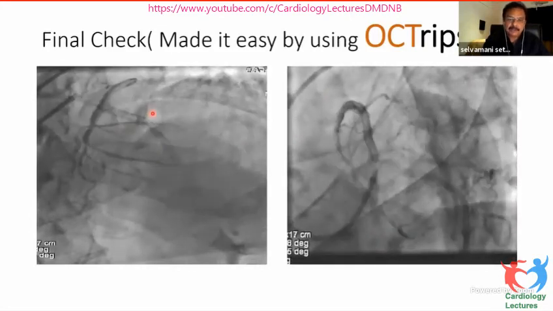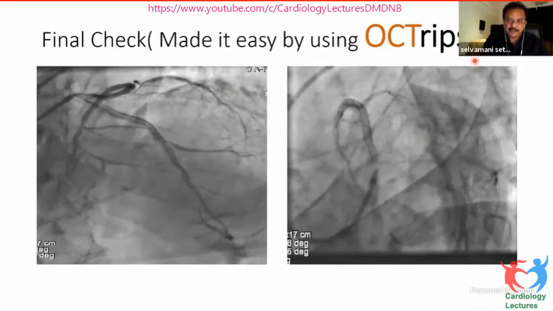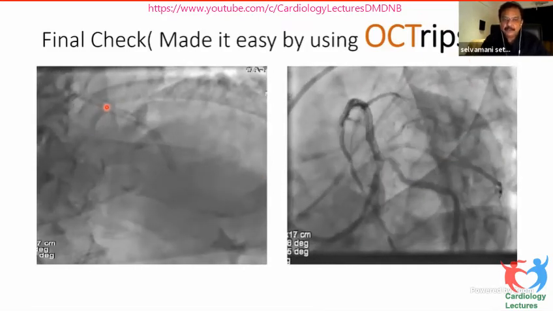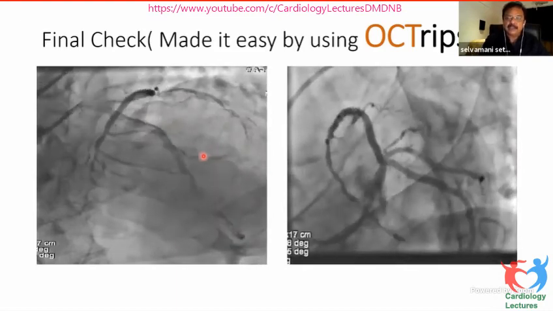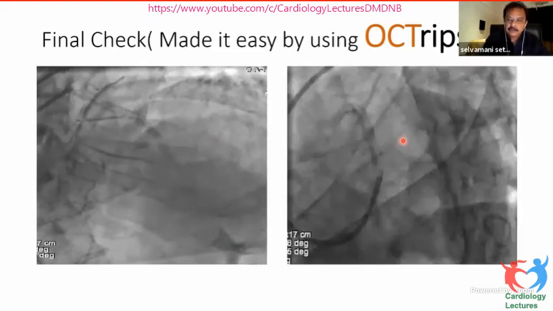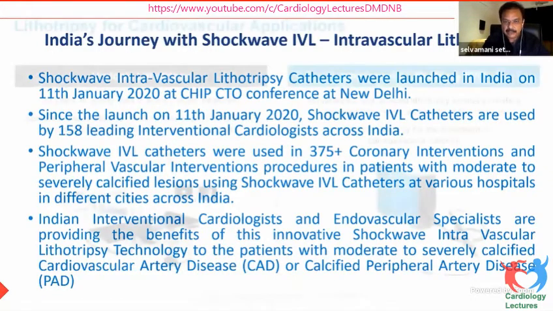So nowadays, when we use IVL, we use imaging. We call it OCT-tripsy in our place, where you can localize the exact positions of the calcium and treat it accordingly with IVL. IVL was introduced in India this year in January at the CHIP CTO conference, and almost 158 leading interventional cardiologists across India have used it, in more than 375 coronary interventions, and definitely everybody is picking up and using it.